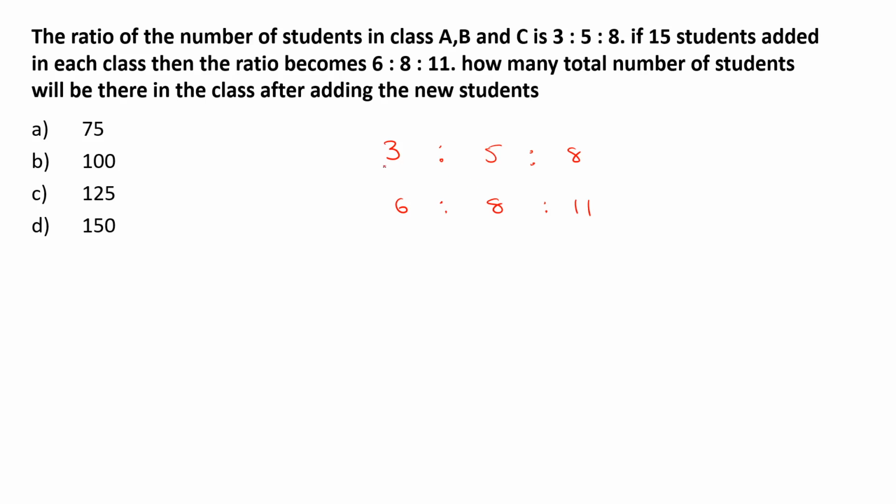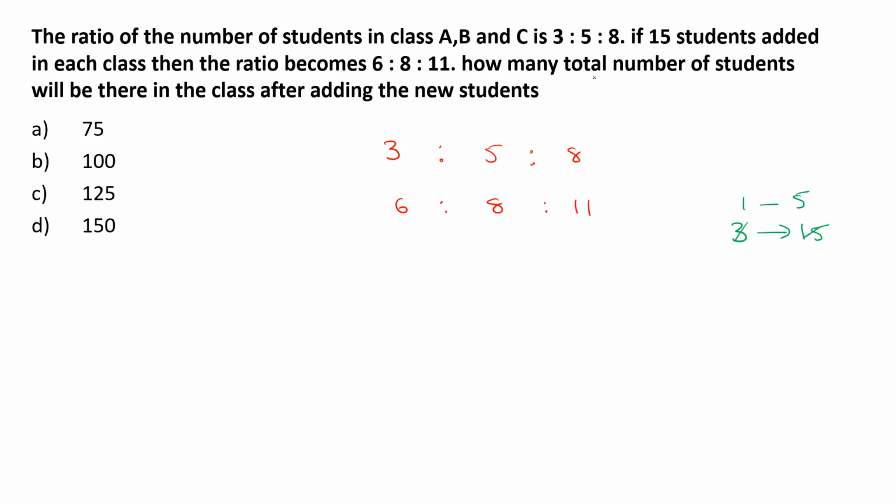That increase of 3 units in the ratio is nothing but the actual number of 15 students. 15 students were added in each class, so that increase of 3 units must be those 15 students. Then the value of 1 unit is 5.